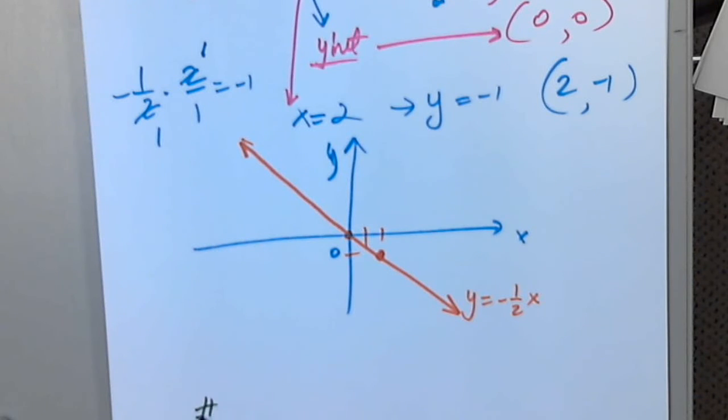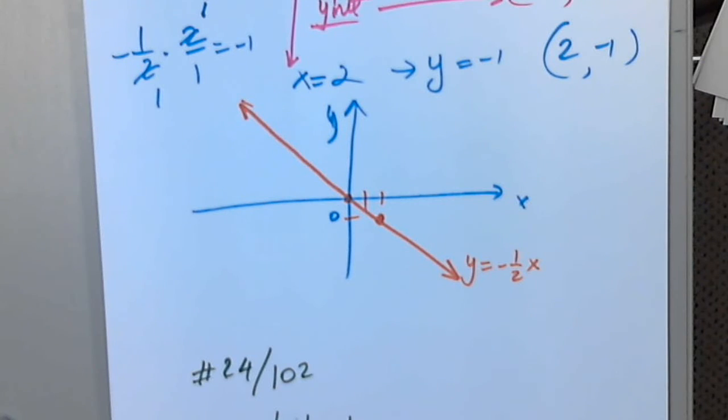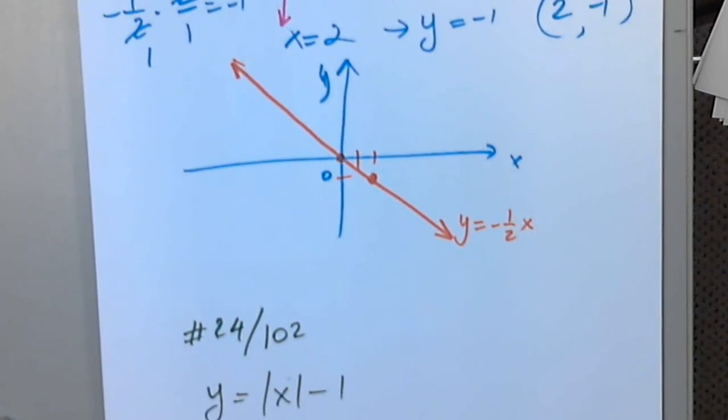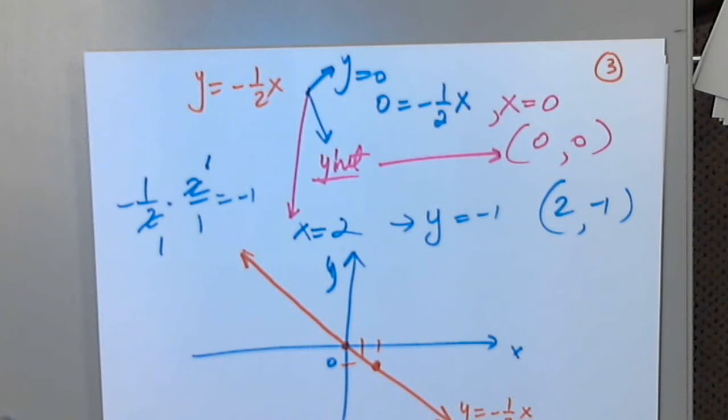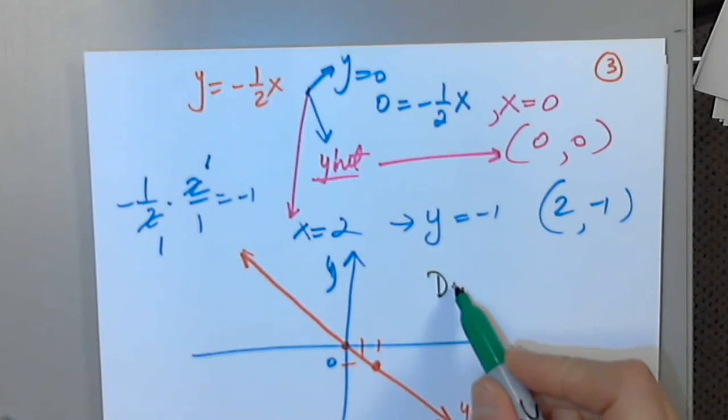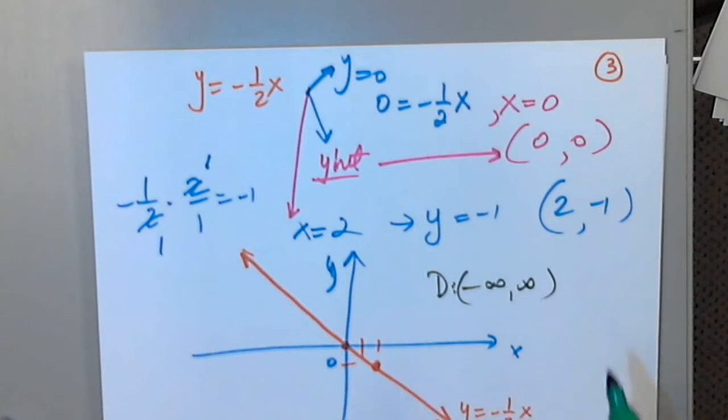I'd like to look at problem 24 on the same page, 102. So y equals the absolute value of x minus 1. Before we do that, I'd like to come back here for a moment and ask you, what is the domain of this function? Awesome. How do I know that the domain of this function is negative infinity to infinity? How do I know?